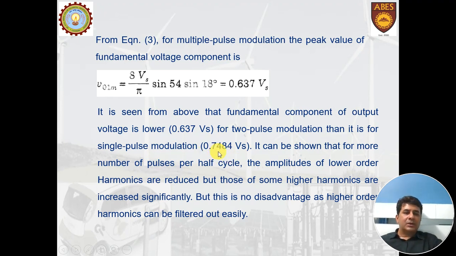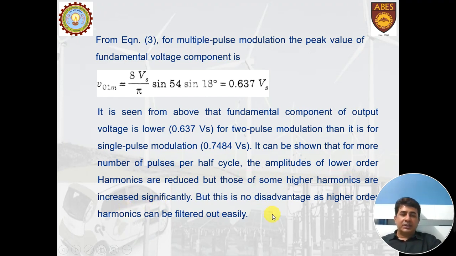But if you further analyze this method, you will find that by having more pulses per cycle, like here we have taken 2 pulses per half cycle, if you increase these pulses to 4, 6, 8 or even more, the harmonics are reduced. But which harmonics are reduced? The lower order harmonics are reduced, but the higher order harmonics are increased. So by increasing the number of pulses at the output side, the higher order harmonics are increased.